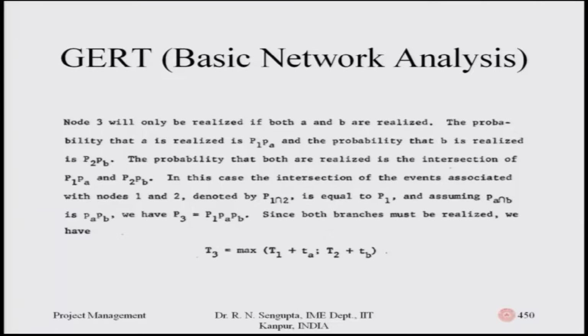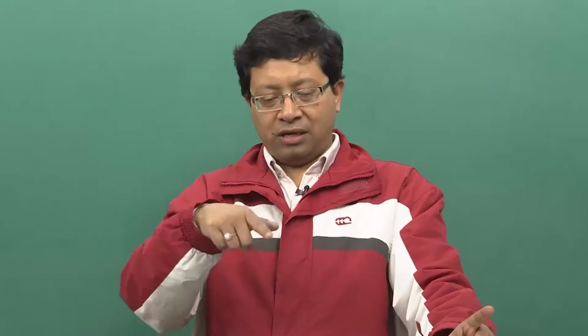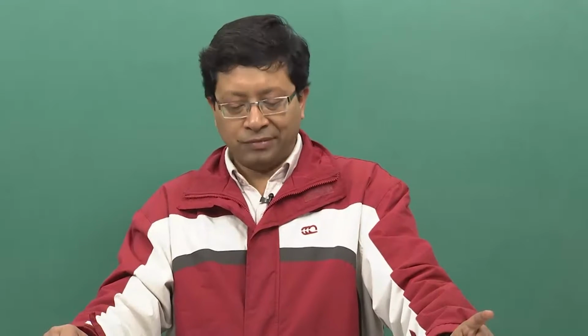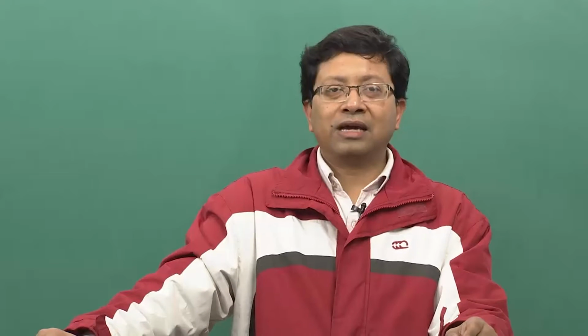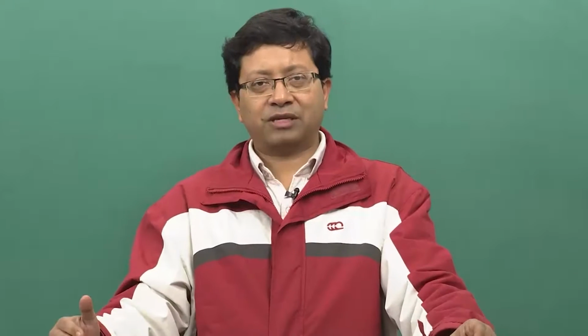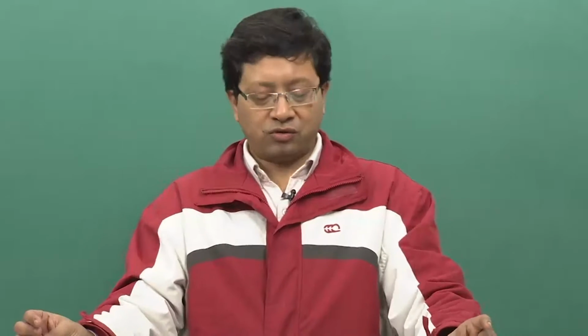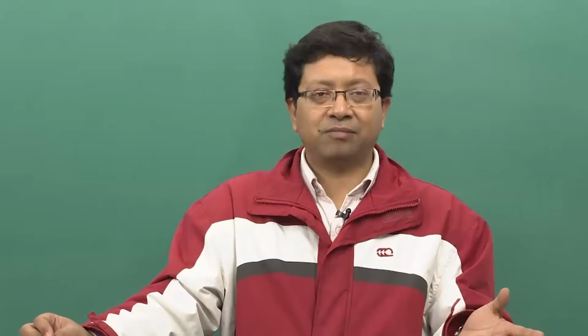Ta plus T1 is the first part, because that is the node which is joining, as I mentioned, node 3, one of those edges, and the second one is T2 plus Tb, and based on that you will take the maximum. If there are 3, you will take the maximum of these 3, and the calculations of probabilities will be the same thing.